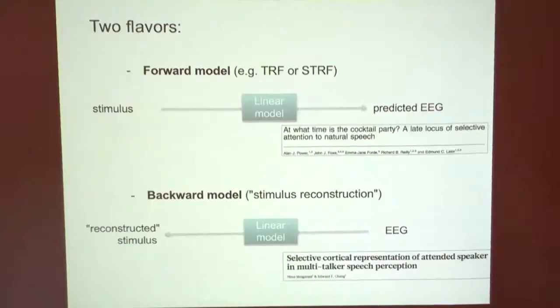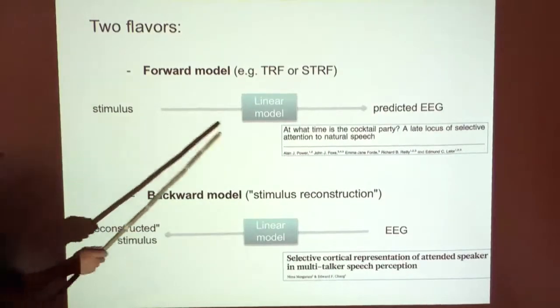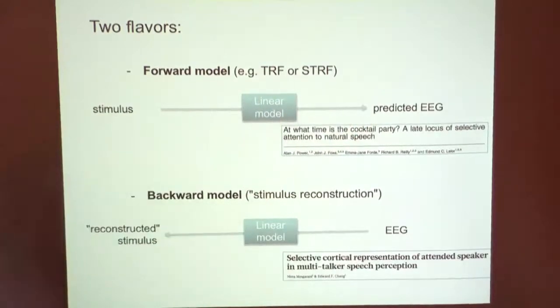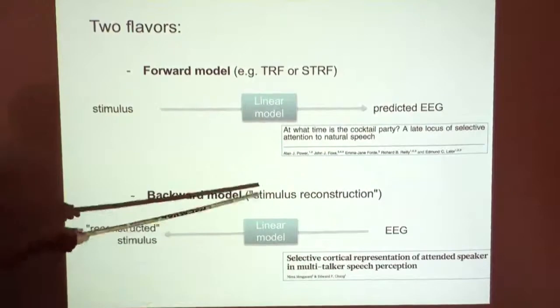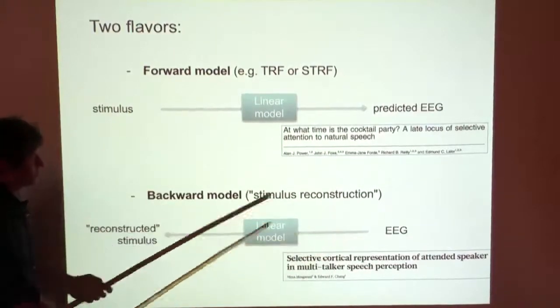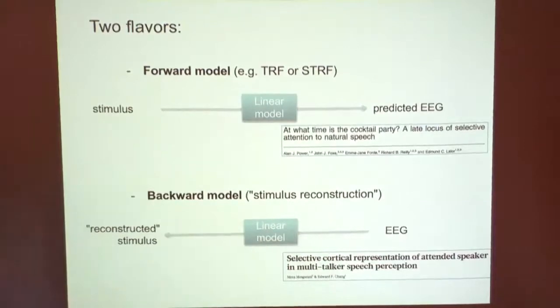So there are essentially two flavors to this kind of work. One is based on a forward model, and the other is based on a backward model. With the forward model, you take the stimulus, and you try to find a linear model that is going to predict the EEG. With the backward model, which is also called stimulus reconstruction, you go the other way. You take the EEG, you find a linear model that can post-dict the stimulus, or reconstruct, quote unquote, the stimulus.